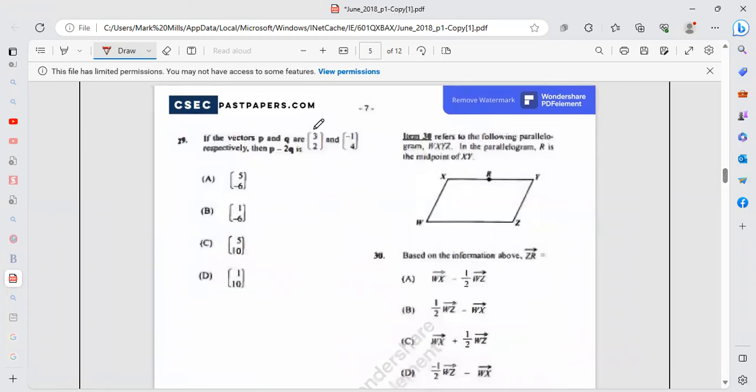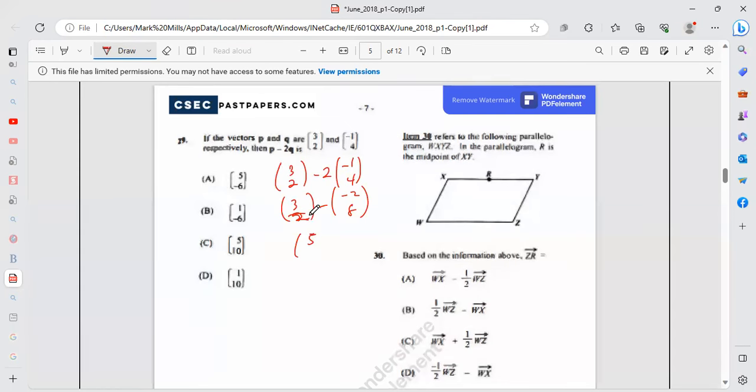P and Q, 3, 2, and -1 and 4, right? The P is 3 and 2, so we put 3 and 2 here. 3, 2 minus 2 bracket -1 and 4. So 3, 2 minus -2 and 8. So this gives me negative, so you get 5 at the top.